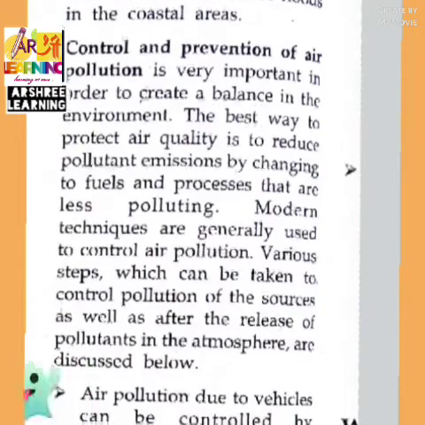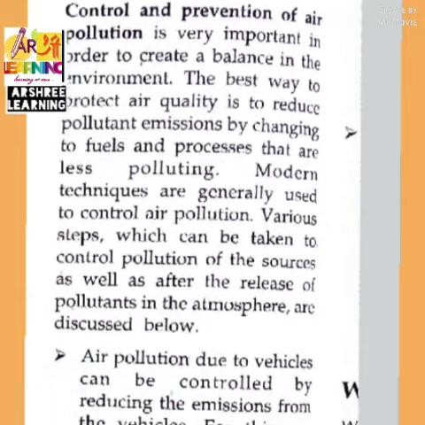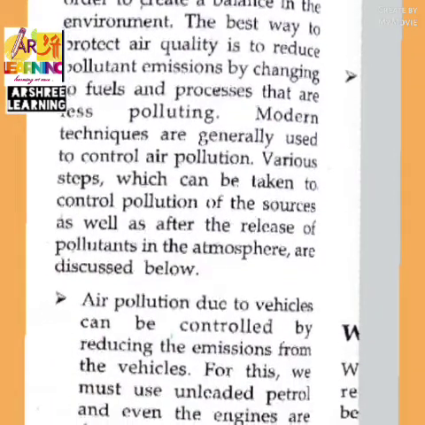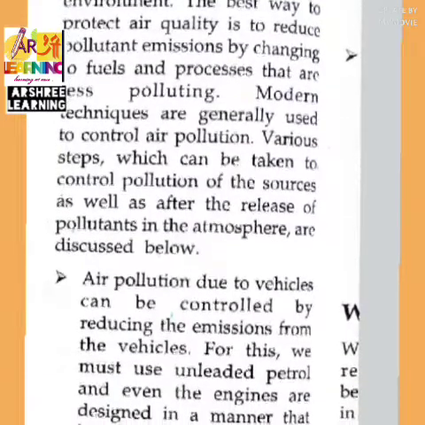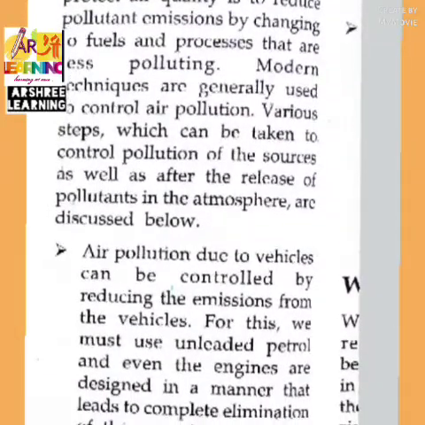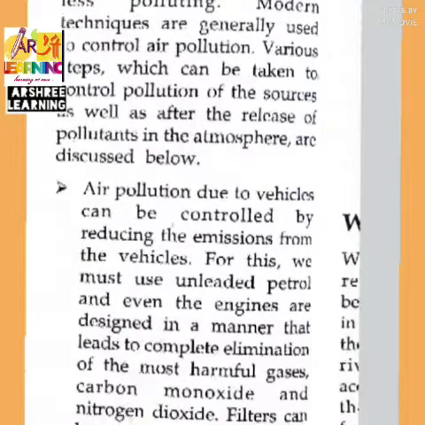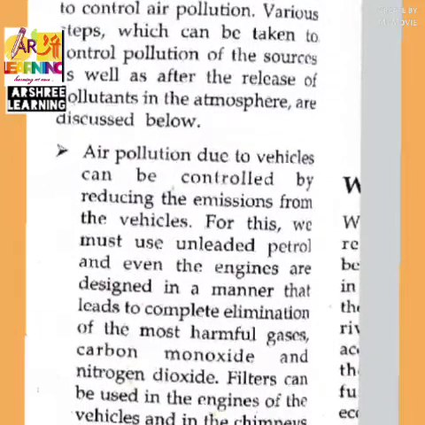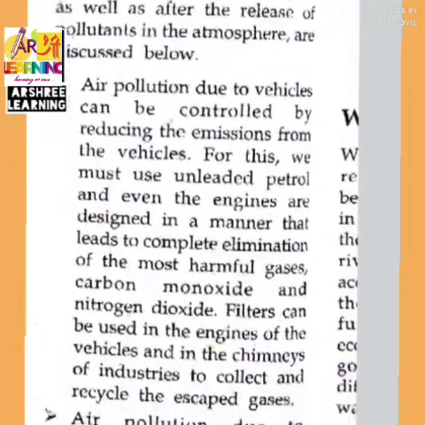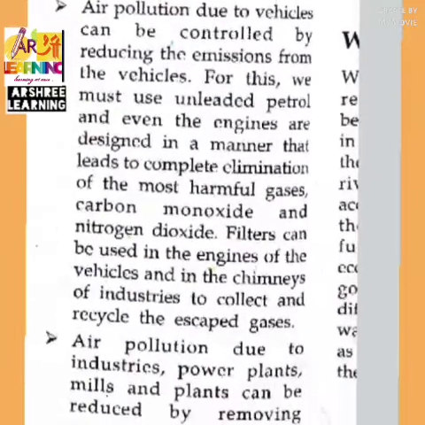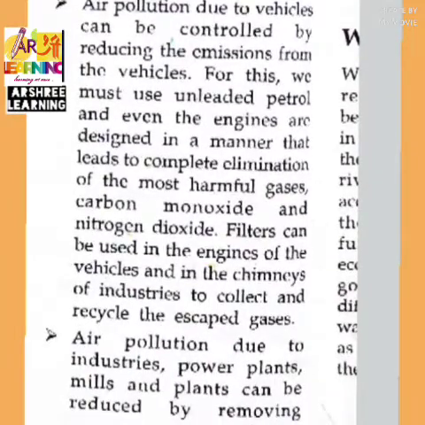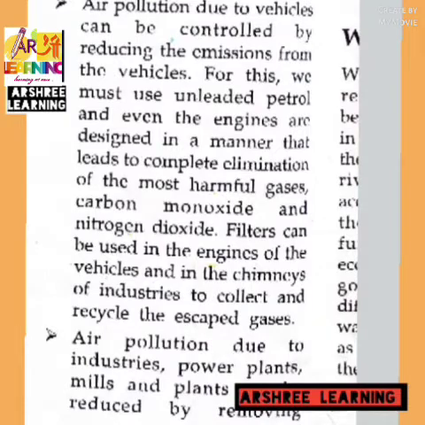How can the pollution be controlled? For air pollution, the best way to protect air quality is to reduce pollution by controlling the amount of burning of fuels. Air pollution due to vehicles can be controlled by reducing the emissions from the vehicle, using unleaded petrol, and by using clean fuels. For this, mostly unleaded petrol is used.